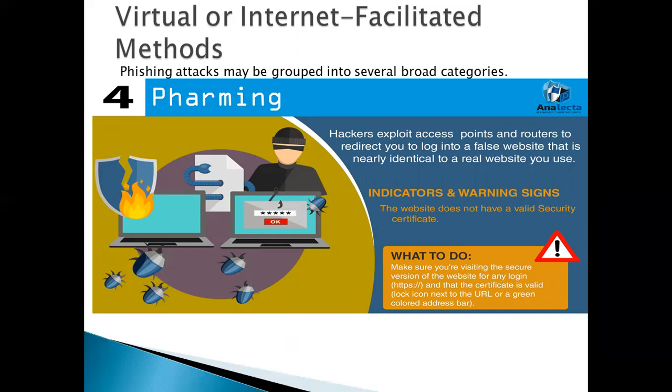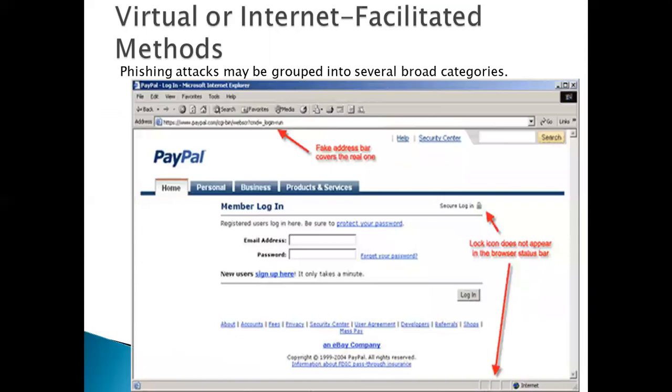Next, phishing attacks. The second one is pharming. What is pharming? Hackers exploit access points and routers. By using the routers and access points, they can redirect us to some false website. It is the same as spoofing. The action taking place is called pharming. So this is PayPal, but this address is not the real one.